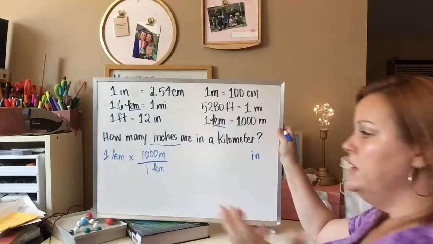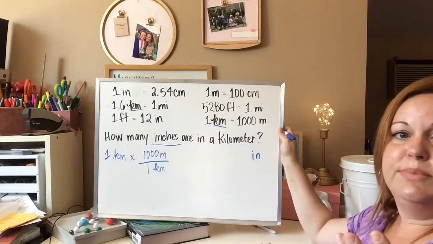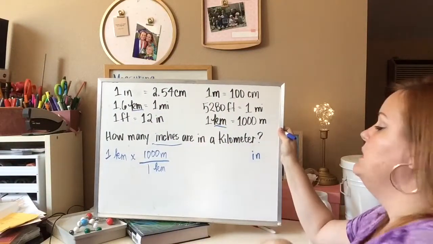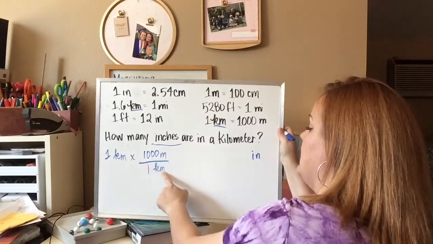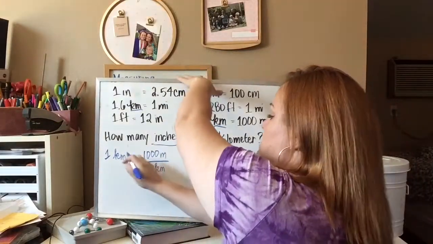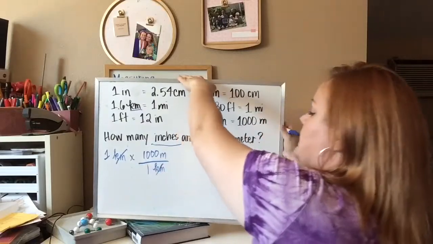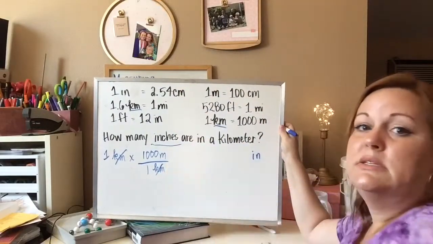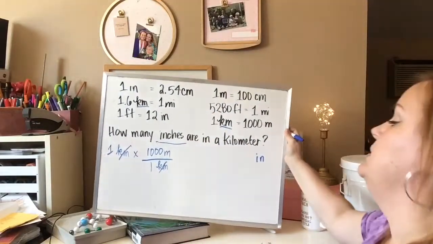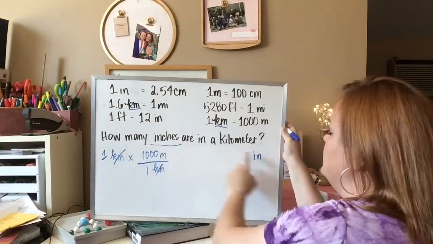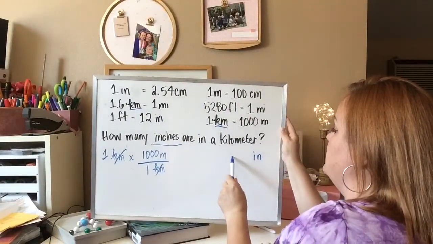And you say, well, how did you know that you wanted to put kilometers on the bottom and meters on the top? Well, I want these actual units to cancel out. So I know I needed the unit kilometers in the denominator so that it would cancel. Okay, now I have meters, but I still need to get to inches.